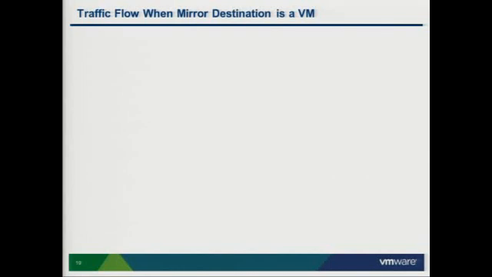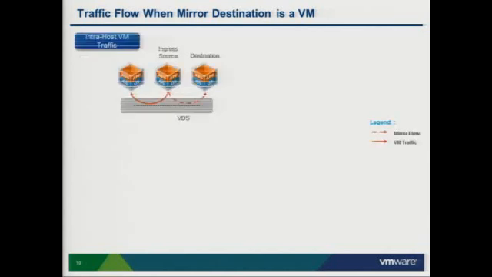So let's take the traffic flow when you have a VM as a destination. This is intra-host VM traffic. You have one host with three VMs running on it, and if you want to monitor the middle VM, which is the source, you configure the VM on the right as the destination VM. So you provide the source where the traffic has to be monitored, and the dotted line shows that whatever traffic is flowing out of that middle VM is copied to the destination.